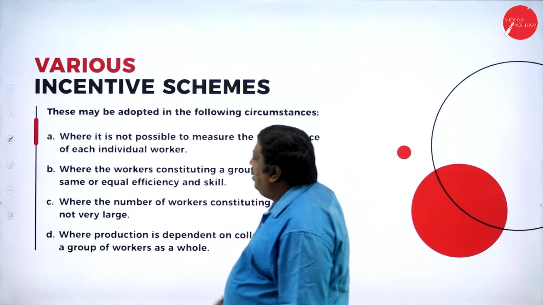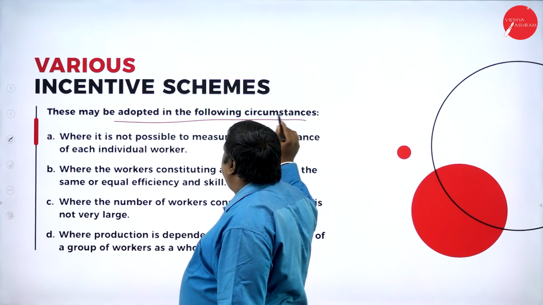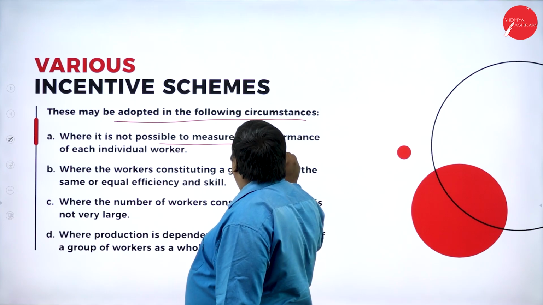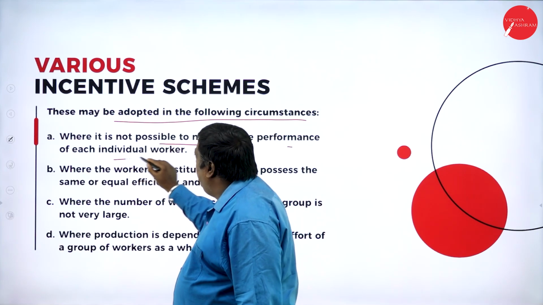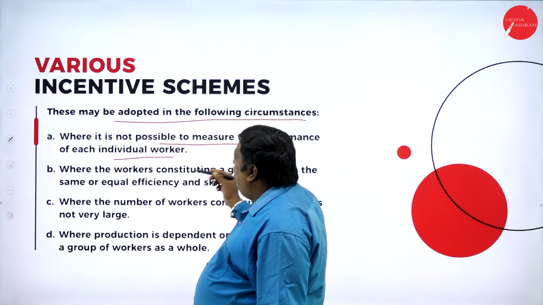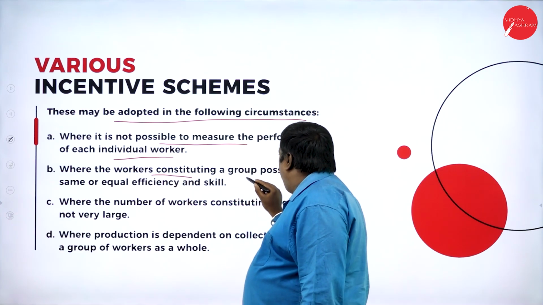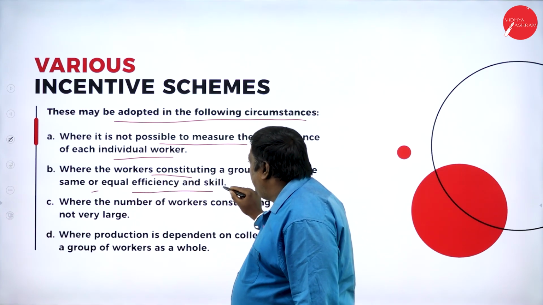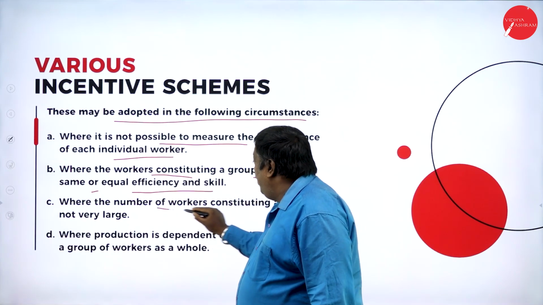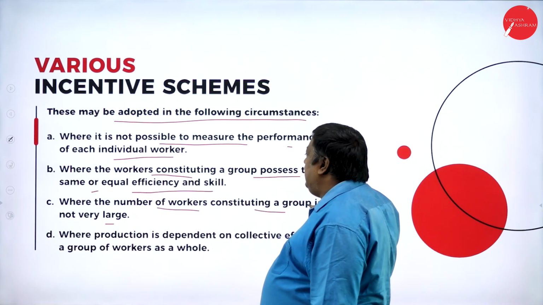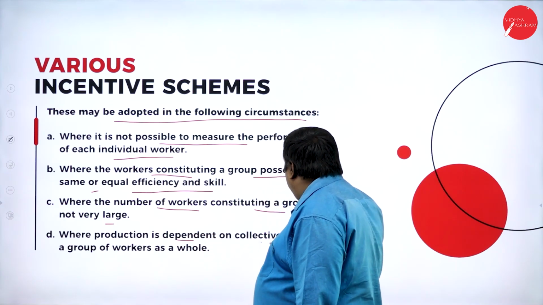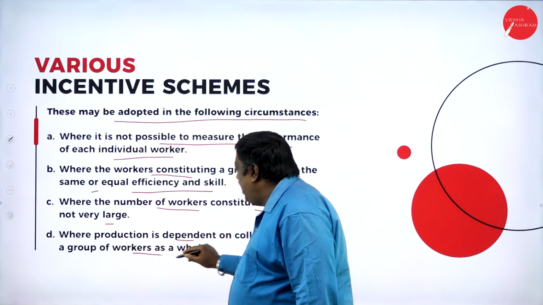And next we have the group bonus plan, which may be adopted in the following circumstances: where it is not possible to measure the performance of each individual worker; where workers constituting a group possess the same or equal efficiency and skill; where the number of workers constituting a group is not very large; when production is dependent on the collective effort of the group of workers as a whole.